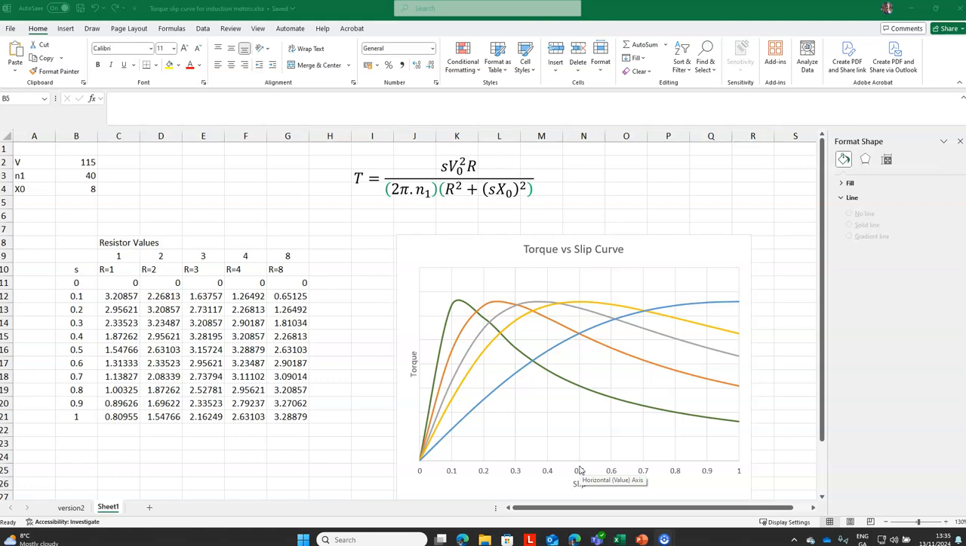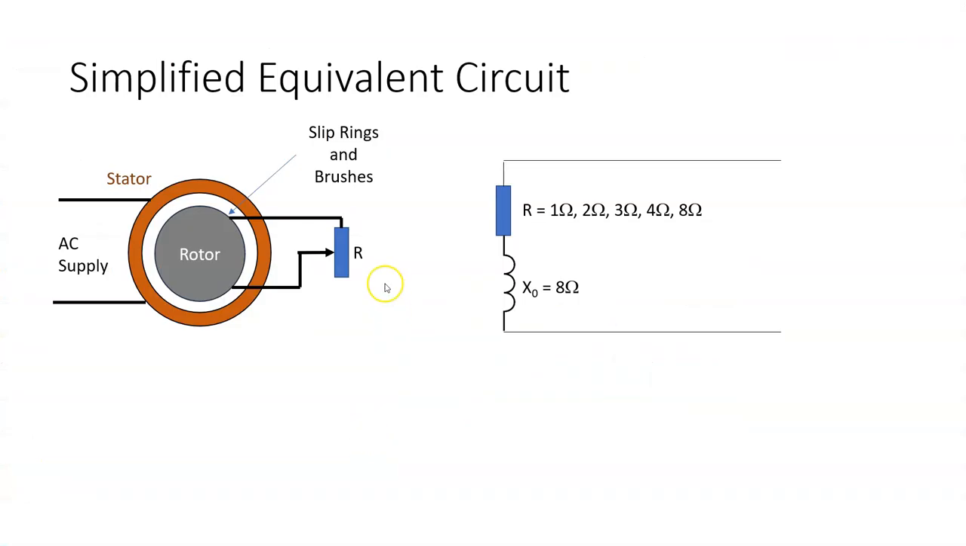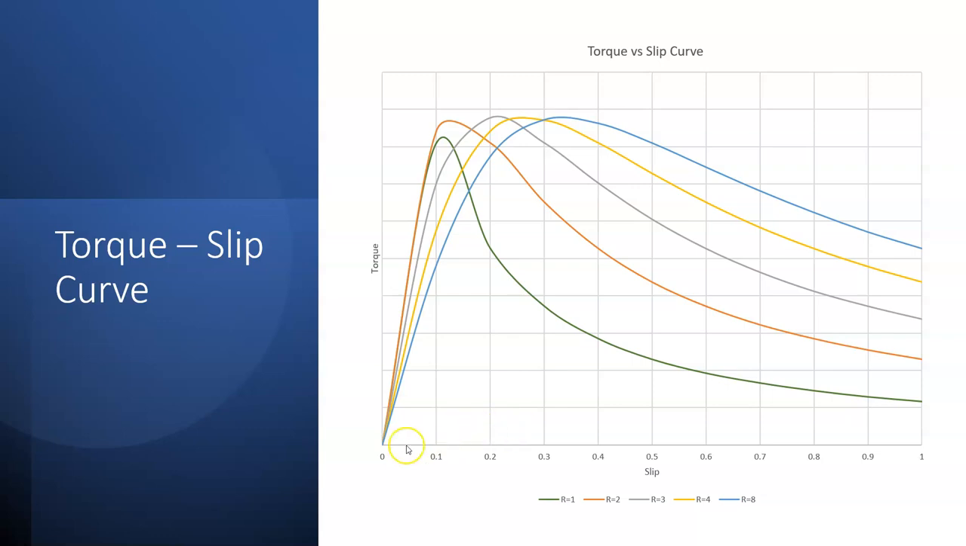So why I'm interested in this is if we have an electric propelled aircraft or a drone, you can control where you want maximum torque by varying the resistance that feeds into it. So that's what I'm saying, you can vary where the maximum torque occurs on the torque slip curve by varying this resistance.